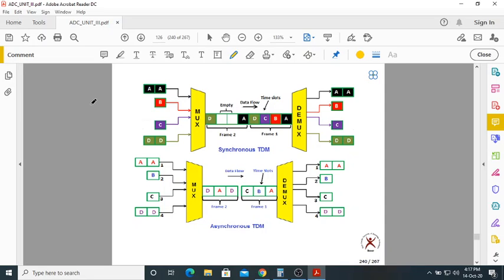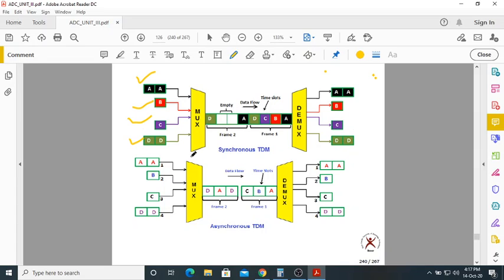Now, as I told you, digital multiplexing is TDM, and it is of two types: synchronous and asynchronous time division multiplexing. What do you mean by that? What do you mean by synchronous and asynchronous TDM? Let us take this simple example. Here we have 4 users, and they want to transmit their data.